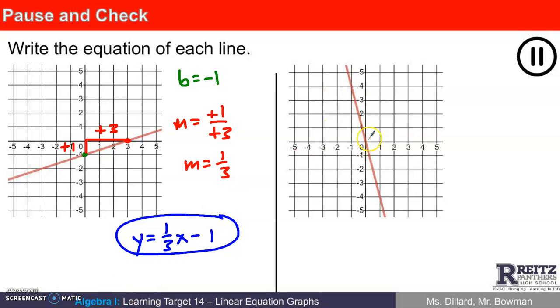This second example crosses the y-axis right at the origin, right at 0. So the value b will have is 0. To find the slope, maybe I'll use this point and this point. I'll say I'll start here. I'll go down 4 and then right 1. So with a slope of -4 over +1, you know that's just -4.